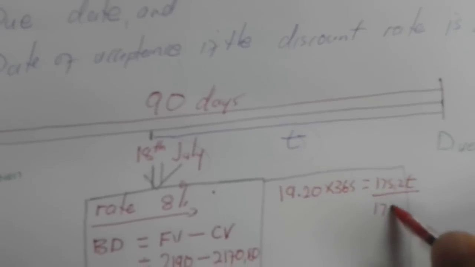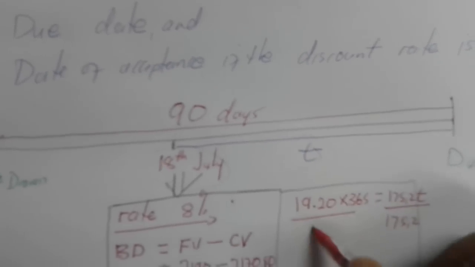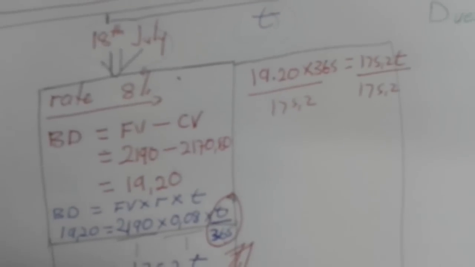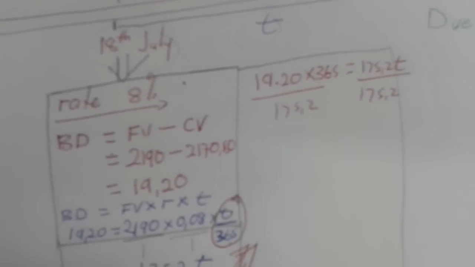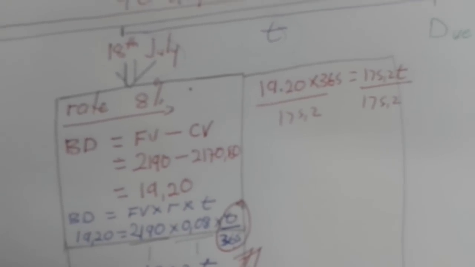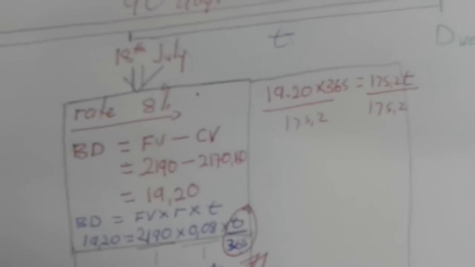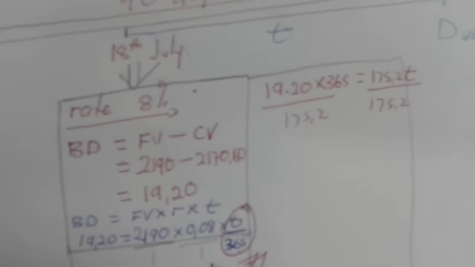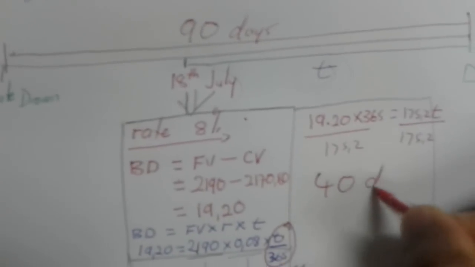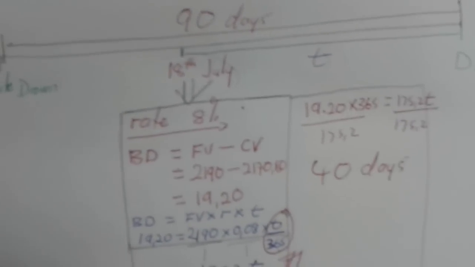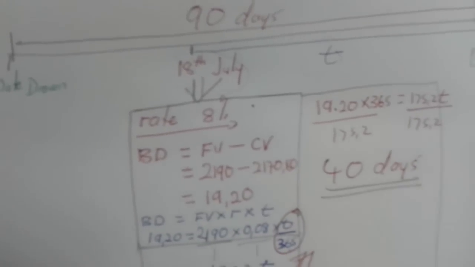And what do we do? We divide both sides by 175.2. So let's go. 1920 multiplied by 365 divided by 175.2, that is 40 on the dot. So that's 40 days. So your T is 40 days.